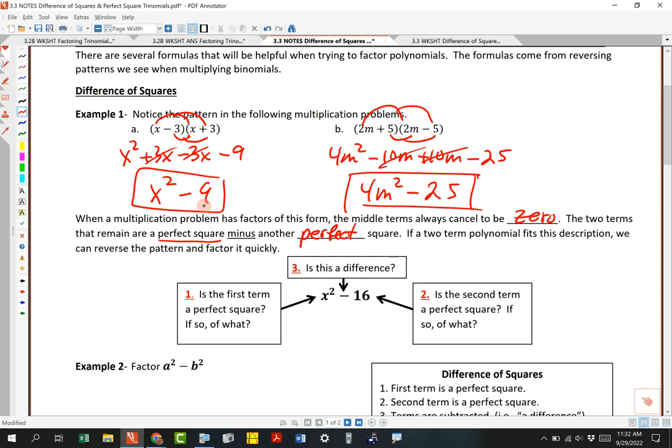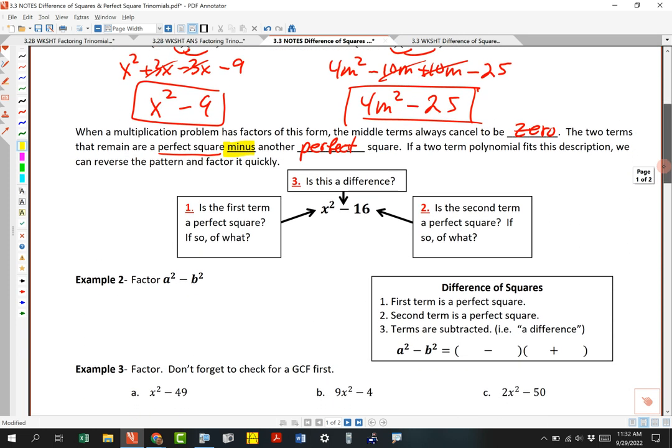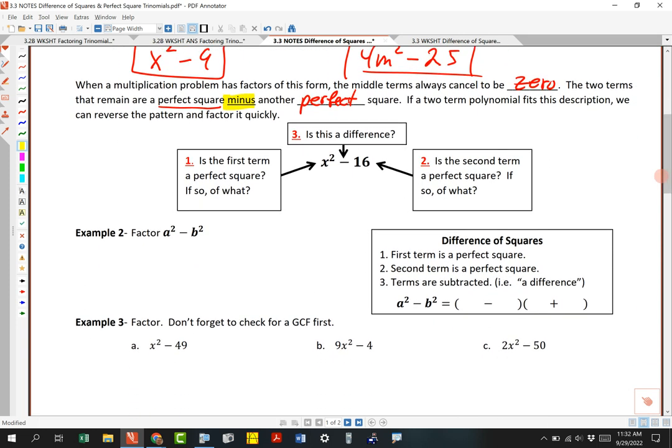9 is a perfect square of 3. 25 is a perfect square of 5. Now notice this has a minus right here. I'm just going to highlight that. The minus is not part of the perfect square, because if I square something, it always turns out to be positive, right? The minus is part of the pattern, not part of the perfect square. So if we've got a binomial, two terms that fit this pattern, then we can factor it really quickly.